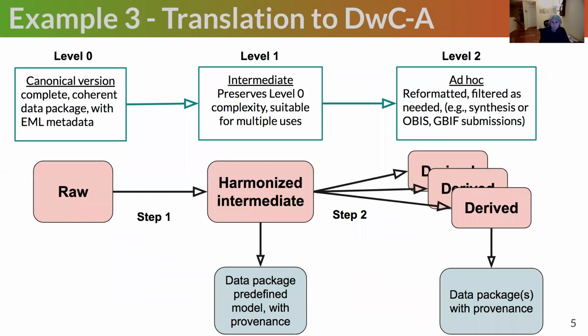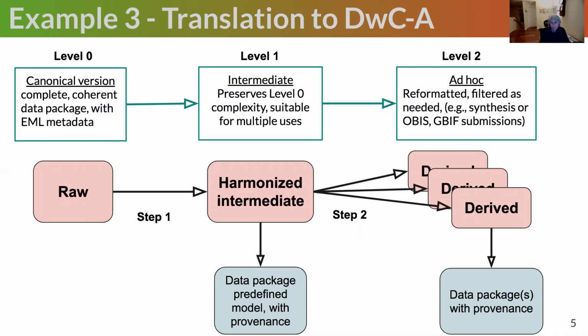I want to briefly describe here a mechanism for converting primary data sets to specific formats like the one required for GBIF and OBIS. We use a workflow framework to harmonize primary data sets for this kind of use. On the left, you see every data set has its canonical version. This is the fully described, coherent package managed by the people who know it best. But in this context, it becomes essentially raw data. A harmonized intermediate in the center can be managed by the repository.